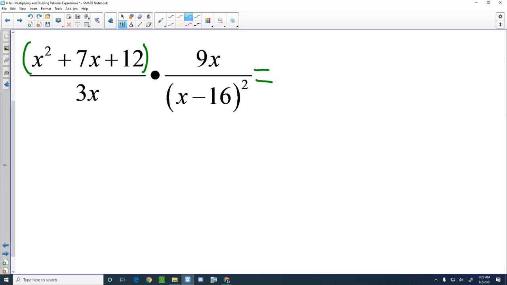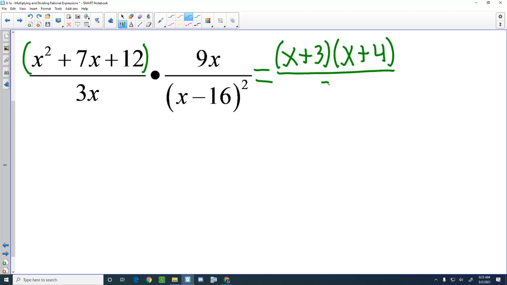All right. So before I multiply the numerators together and the denominators together, I want to factor anything if I can. Turns out that trinomial on the left can be factored. Do any of you know 2 numbers that multiply to 12 and add to 7? How about a 3 and 4? So I'm going to write this as x plus 3 and x plus 4, right, over 3x.